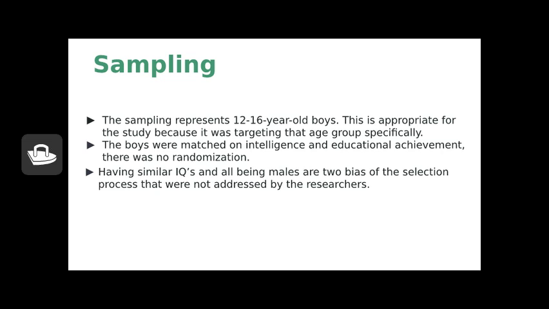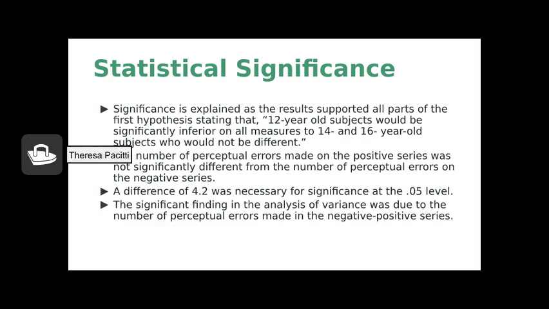Subjects were matched on intelligence and educational achievement, so there was no randomization. However, subjects were all males and had similar IQs and could be considered biases but were not addressed by the researchers. Statistical significance in the first hypothesis states that 12-year-old subjects would be significantly inferior on all measures to 14 and 16-year-old subjects who would not be different.